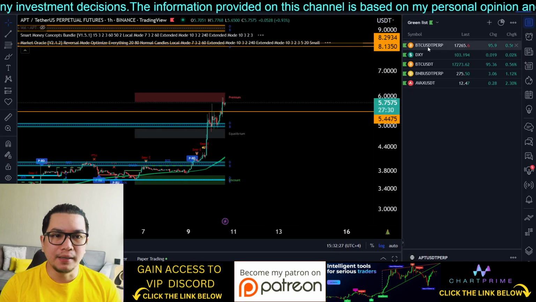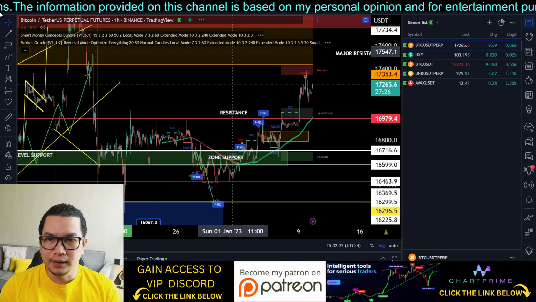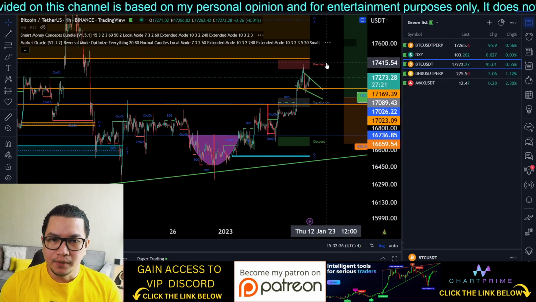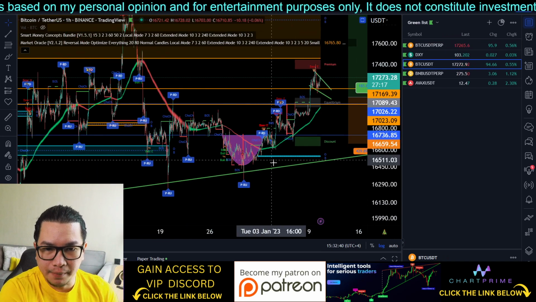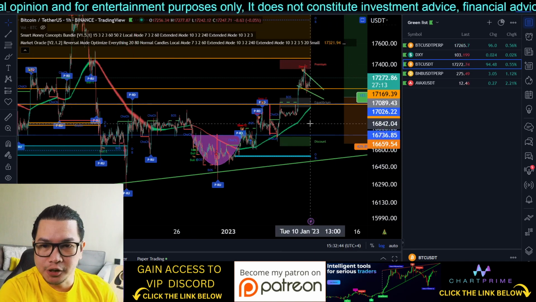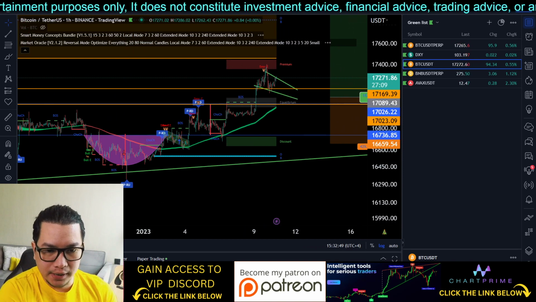So looking at Bitcoin's chart right now, previously we had this cup and handle pattern, a beautiful breakout right there. I'm still holding my long position in my Binance account.